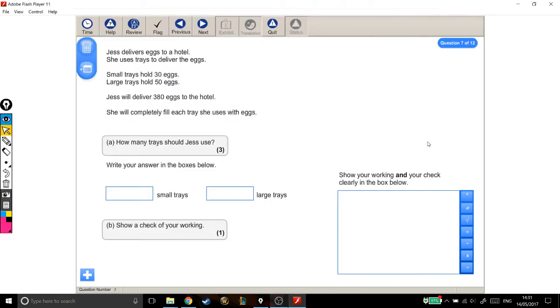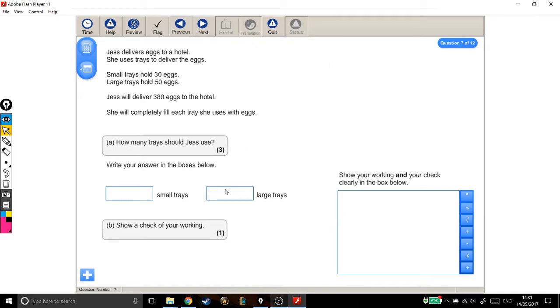Jess delivers eggs to a hotel. She uses trays to deliver the eggs. Small trays hold 30 eggs, and large trays hold 50 eggs. Jess will deliver 380 eggs to the hotel. She will completely fill each tray she uses with eggs. How many trays should she use?